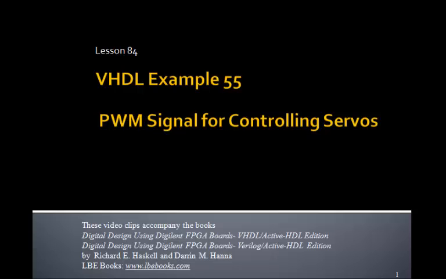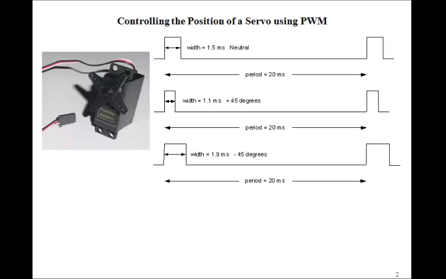This is lesson 84, VHDL example 55. And in this example we'll write a VHDL program to generate a PWM signal that could be used to control the position of a servo.